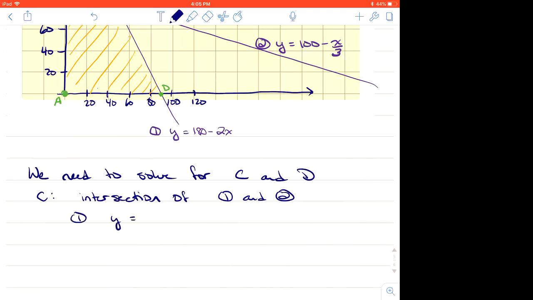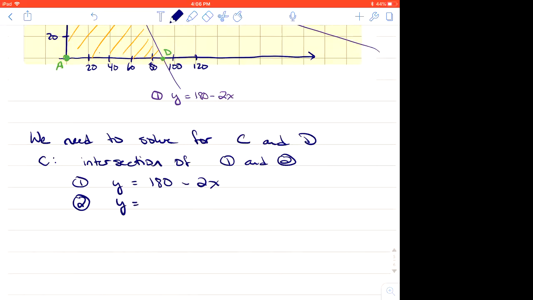Remember y, and this is where I'm going to start using just the equals, right? Because the whole point of that inequality, the less than or equal to whatever, was for drawing the graph, right? Now we can just deal with the lines to find the points of intersection. Okay. So y for equation 1 was 180 minus 2x. And equation 2 is y equals 100 minus x over 3.